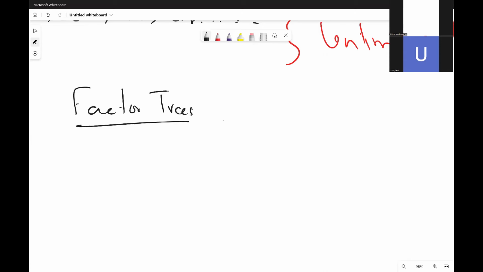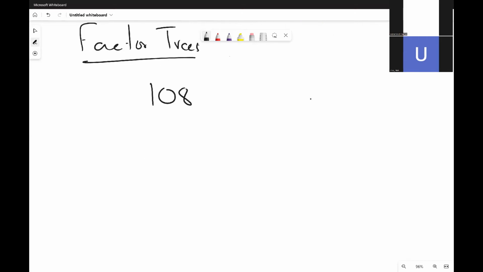For example, you have 108. Now, in order to write down its factors, remember, 108 ko aap 2 se divide kar denge yahan pe. To answer aapko aa jayega 54. Then 54 can be further divided by 6 and 9.